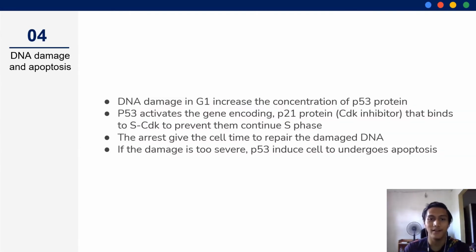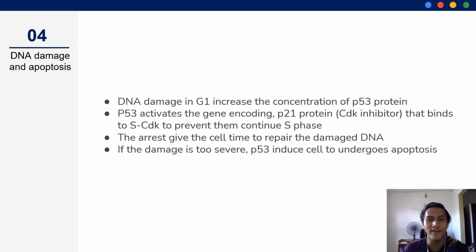Okay, next I will explain about DNA damage and apoptosis. DNA damage can temporarily halt progression through the G1 checkpoint. The cell cycle control system uses several distinct mechanisms to halt progress through the cell cycle if DNA is damaged. The mechanism that operates at the G1 checkpoint will prevent the cell from replicating the damaged DNA.